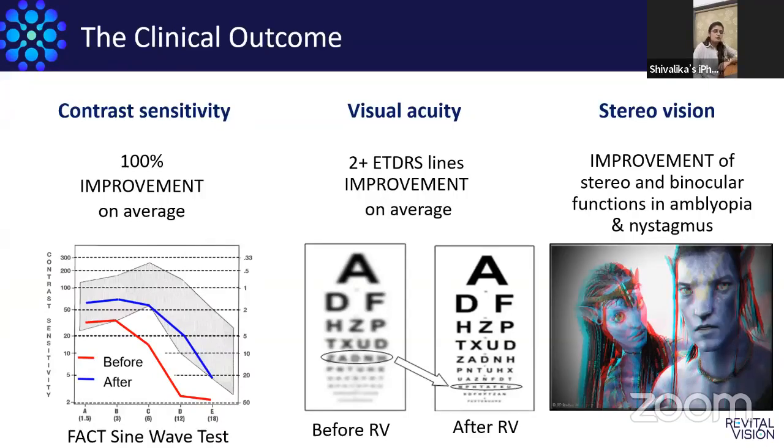Another outcome that we look at, which is mostly a secondary outcome we get through Revital Vision, is stereo vision. Most of our group here consists of optometrists practicing binocular vision, and for them this third outcome would be very important. We know how contrast sensitivity drives visual acuity and how visual acuity in both eyes drives stereo vision. When we see an improvement in one or both eyes together, we see a decrease in interocular difference. And once your interocular visual acuity difference is reduced, your stereo vision and binocular functions are secondarily improved post the therapy. So this is the third clinical outcome that we see post Revital Vision sessions.